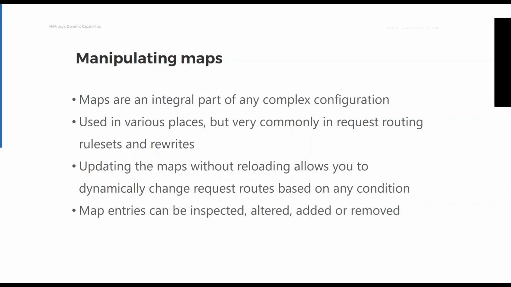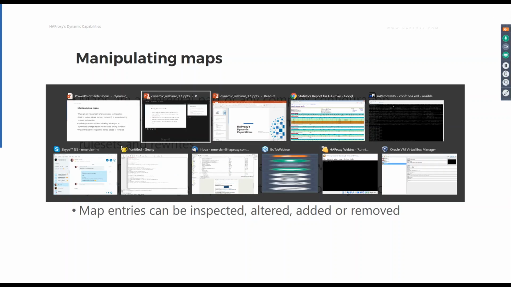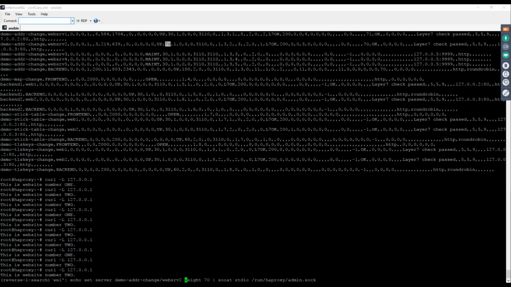What updating the maps without reloading allows you to do is to, for example, dynamically change the routing of the request depending on your deployment, depending on maybe some form of A/B testing, canary, anything that you can think of. So map entries, which are actually key value entries, can be inspected, altered, edited, or removed. I think that this will be a lot easier to grasp once I actually demonstrate what we're trying to do here.